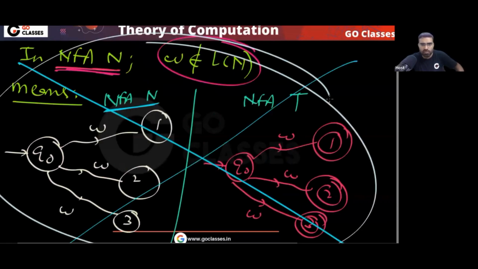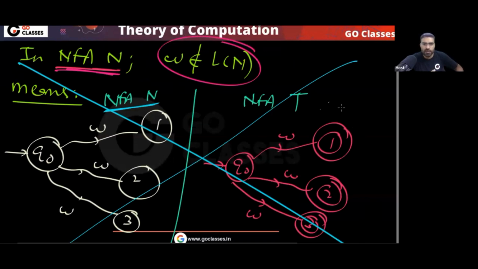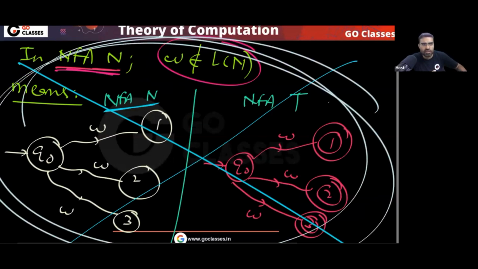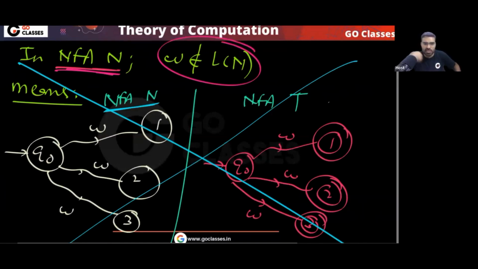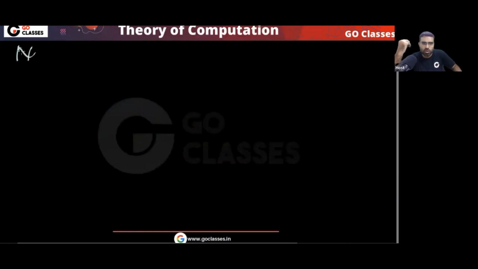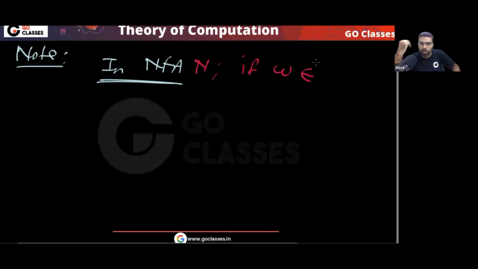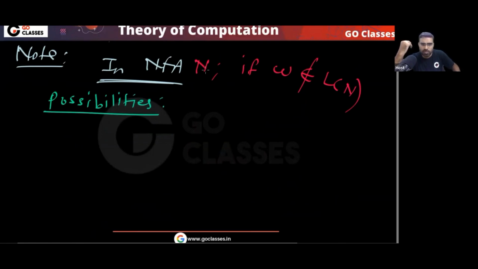Did you understand what is wrong with this logic? Remember this note: let's assume you have some NFA N. In NFA N, if W does not belong to L of N, then don't make just this one diagram. See, what are the possibilities? The possibilities are these.